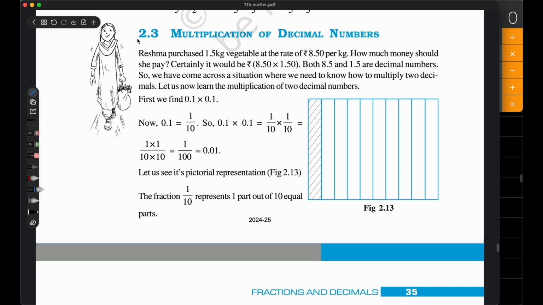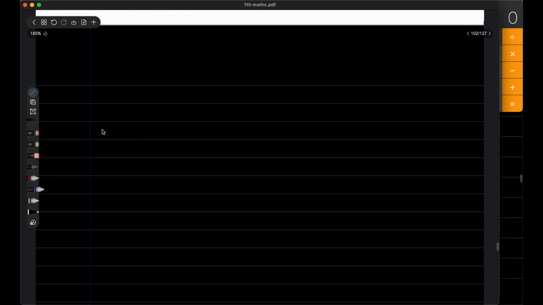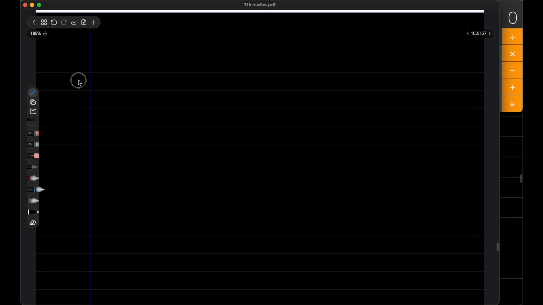Hello everyone, my name is Shyam Chauhan and in this lecture we are going to cover topic number 2.3, multiplication of decimal numbers. First let us cover conversion of decimal numbers to fraction.